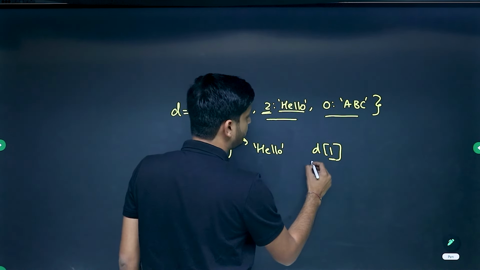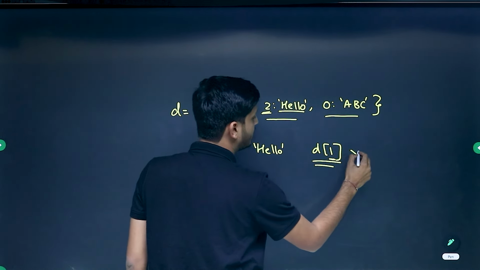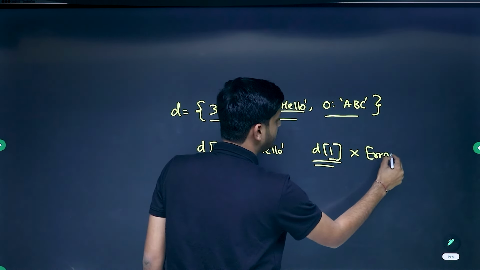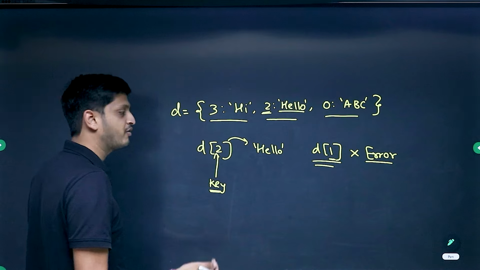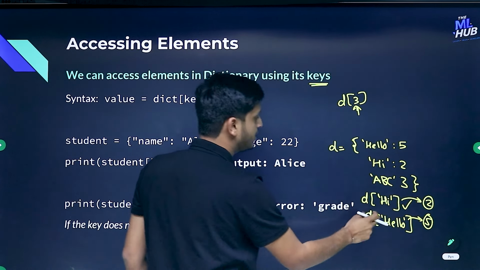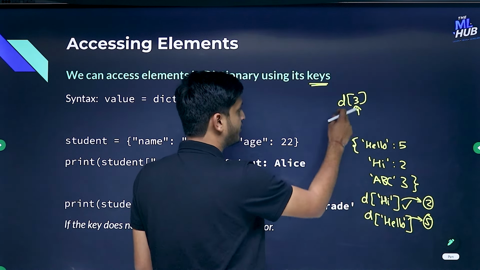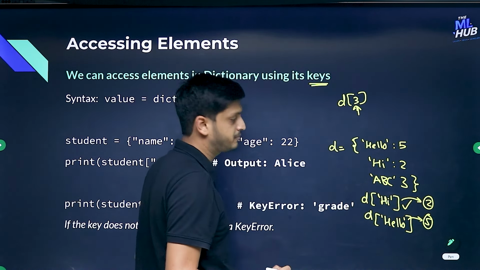If you try to look for D of 1 here, 1 as a key is not present in this dictionary, so you will get an error. It will say key error, this key is not present. But if you are looking for D of 2, it is okay. Similarly, in this particular dictionary, all the keys are strings, so I can only search for strings. I cannot search for an integer. If I write D of 3, it will give me an error.